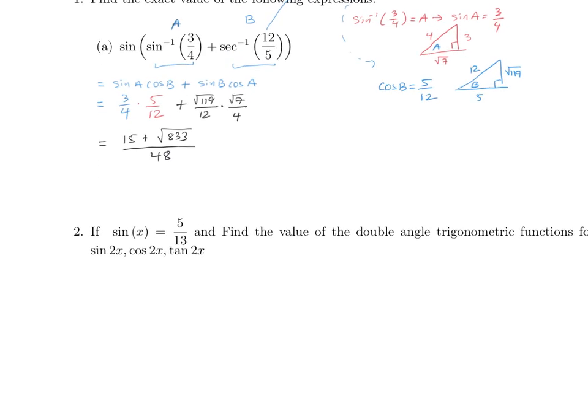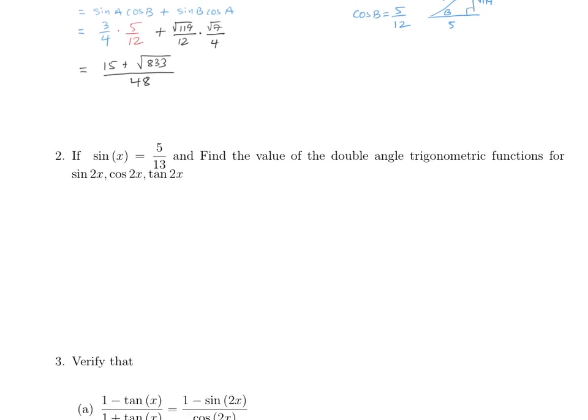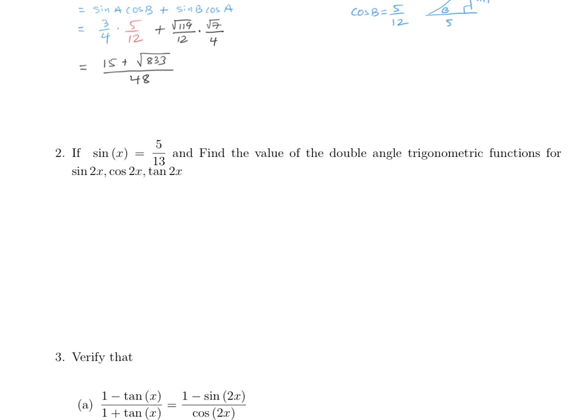All right, so let's move to number 2. This one is telling you if sine of x is equal to 5/13, find the double angle. So essentially, it's asking you to find sine of 2x, cosine of 2x, and tangent of 2x.